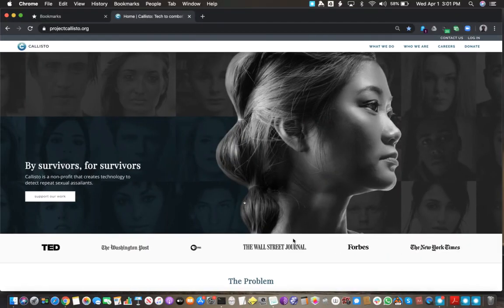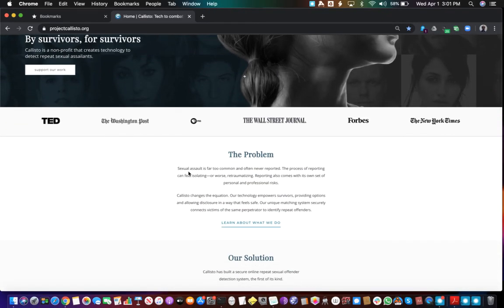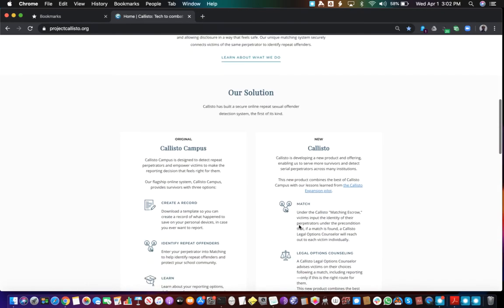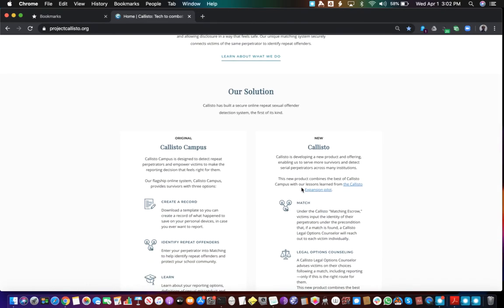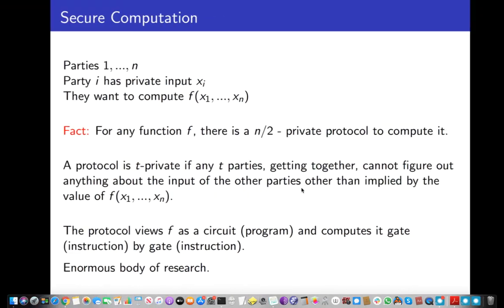Here's one interesting one. It's called the Callisto project. And as they say here, the problem is sexual assault and the process of reporting it by victims. So victims don't feel confident about reporting it. And so what they've done is they've built a multi-party computation-based tool called Callisto, whereby you can somehow do a kind of private reporting, and the system checks for matches of your report with other complaints and things like that. It's a very interesting sort of effort.